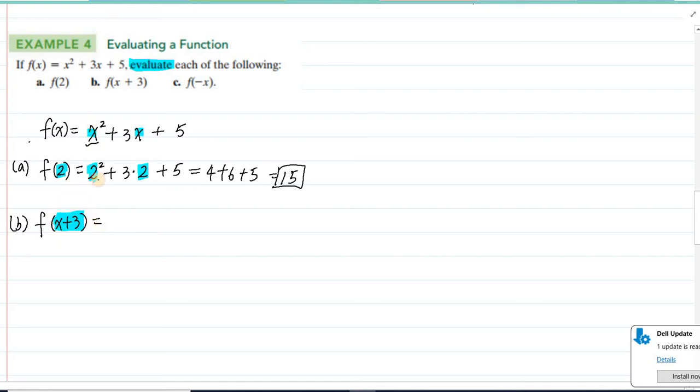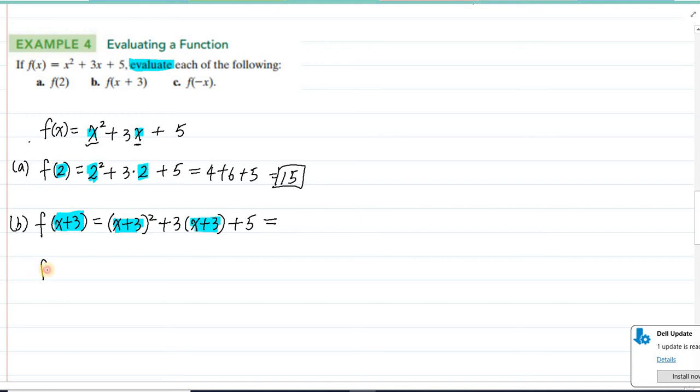Which means I'm going to see the first x right there, so I'm going to plug it in. Instead of writing x, I'm going to write x plus 3 squared, plus 3 times x plus 3. Right? So we see this x again, we're going to replace it with x plus 3, and then plus 5. I find the students often struggle with this type of question.